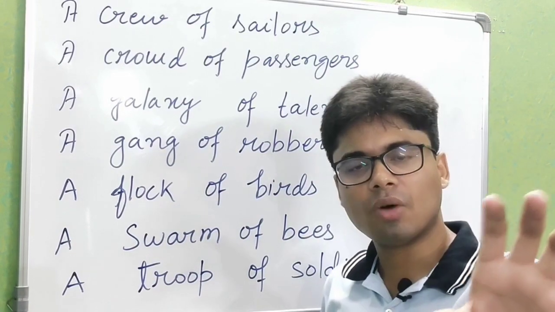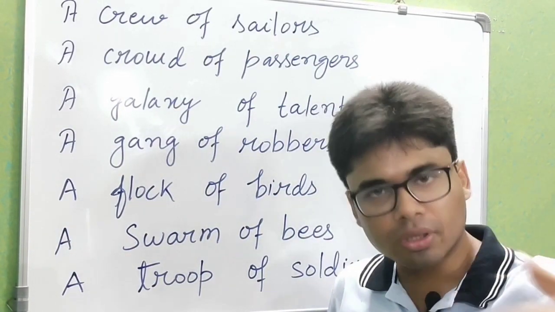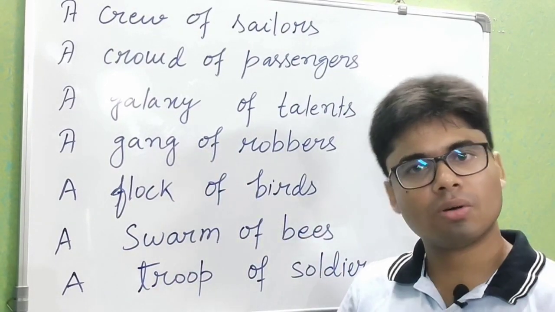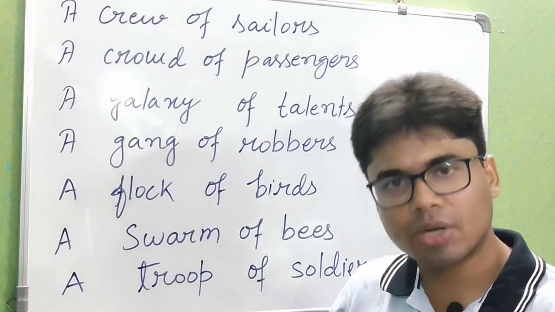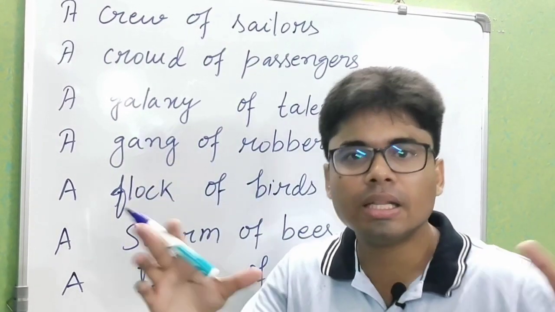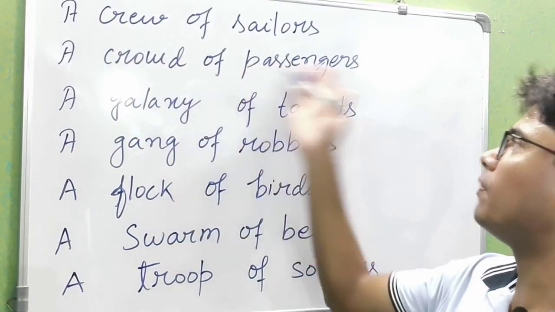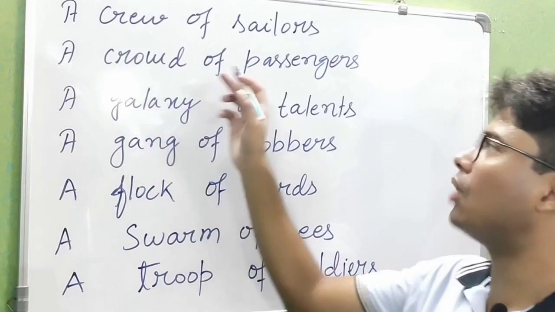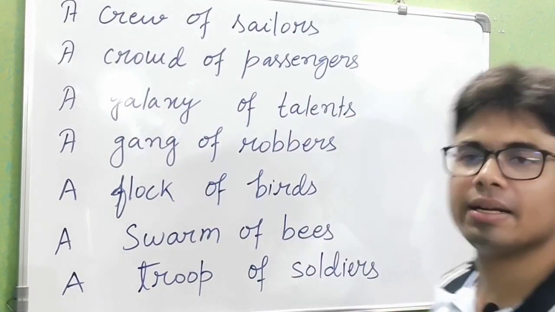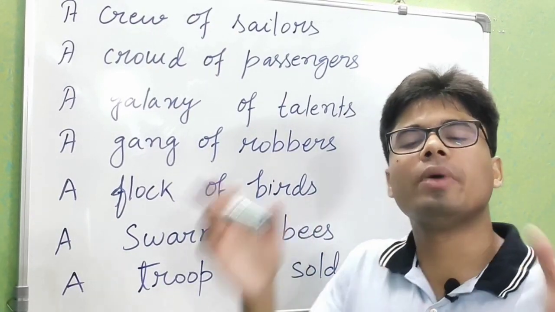A crowd of passengers. You must have seen while traveling, by your bus transportation, or in order to reach your school, college, university, wherever you are going, there are some people all together, they are ready to board the bus. So that jhund, in Hindi we say, in order to call that jhund, a crowd of passengers, okay. We can use it in this way. A galaxy of talents. A galaxy of talents in the sense, what does it mean? There are so many talents.